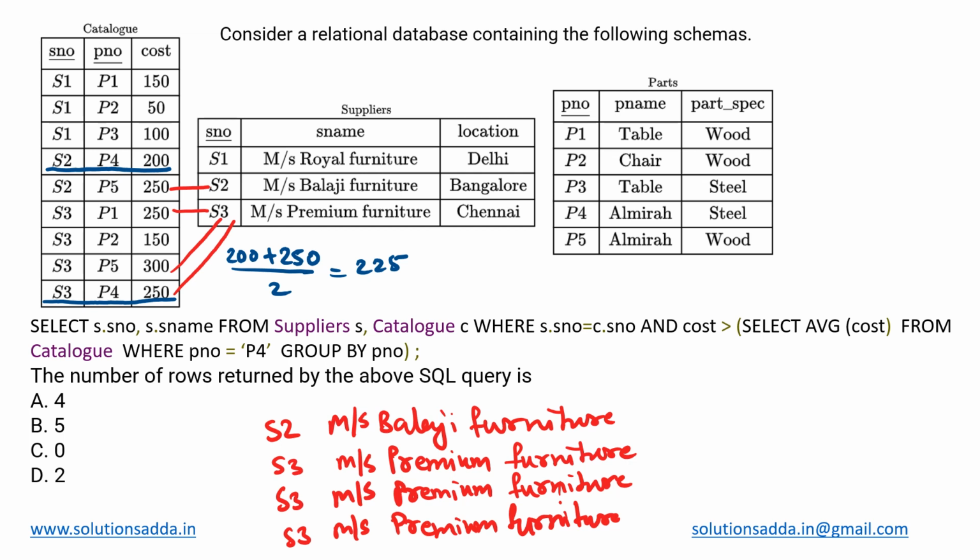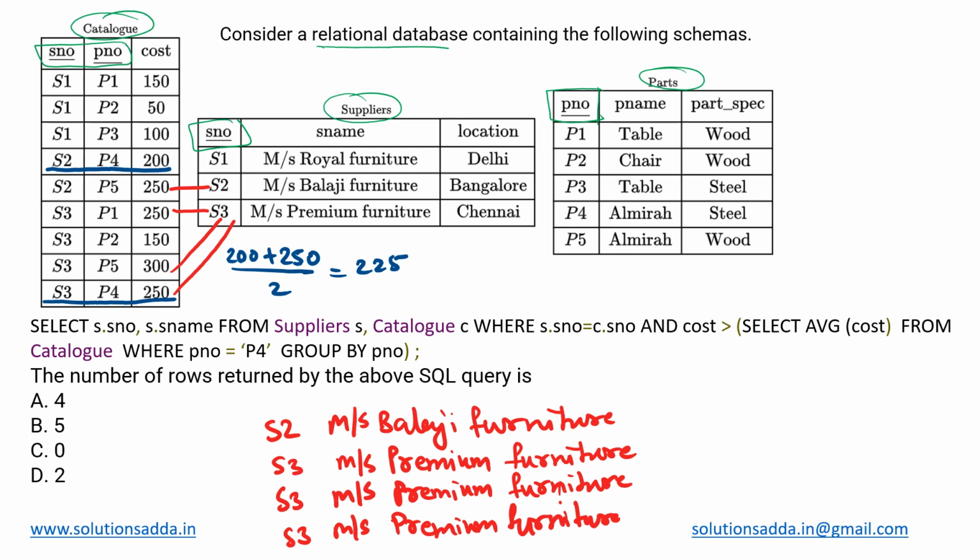This is a DBMS question based upon relational databases. We have been given three different relations: catalog, suppliers, and parts, in which the S number along with P number, then S number over here, and P number in parts, they represent the primary keys in the respective tables.